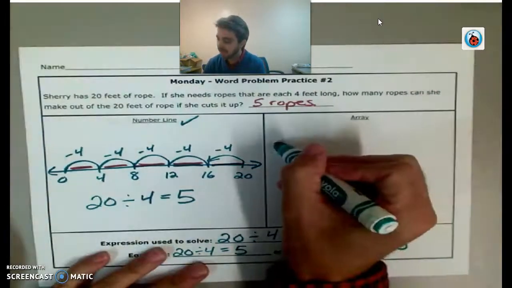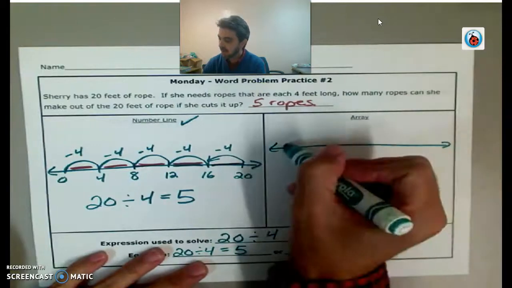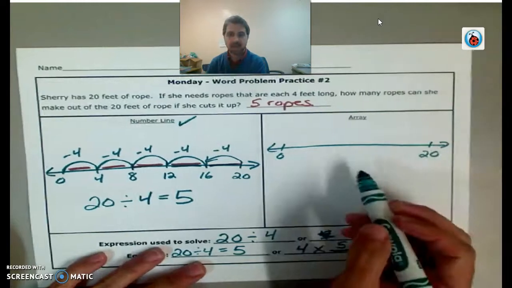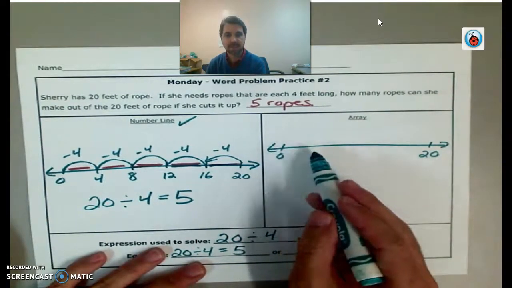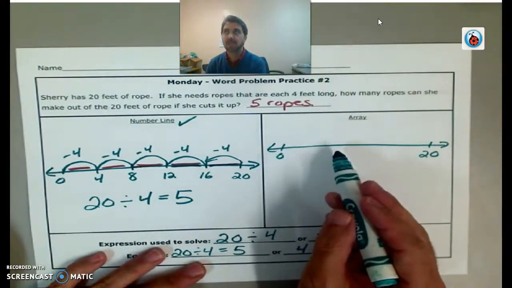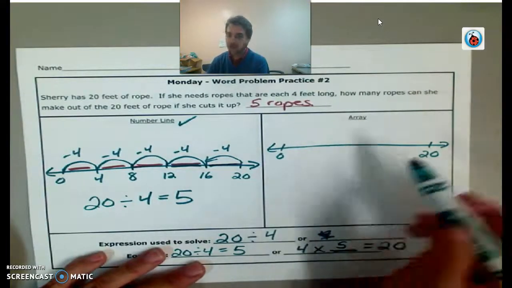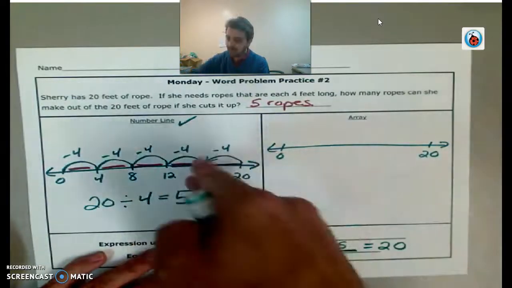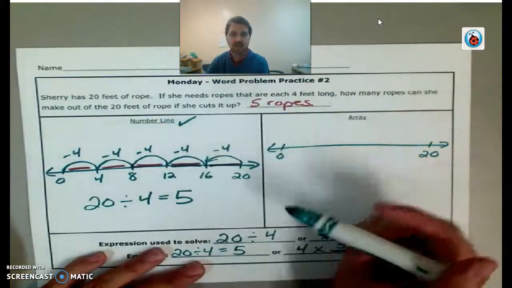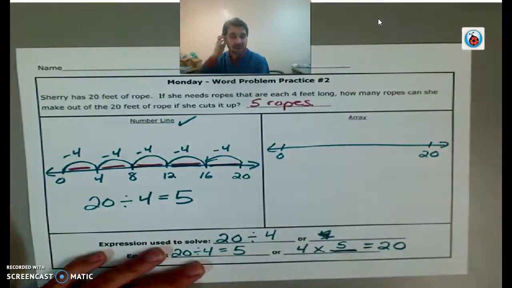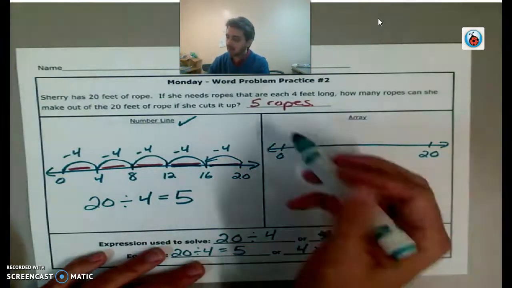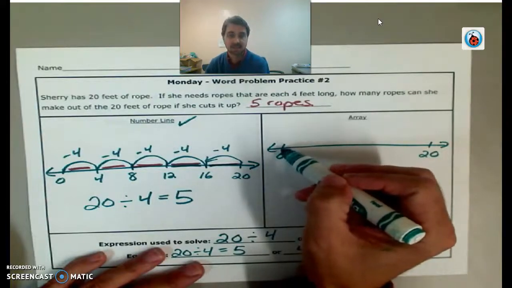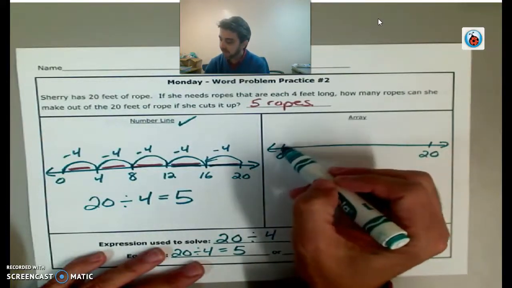Okay, so if I go back to that number line, we knew that it was 20 feet long, and I knew that each piece of rope was 4 feet. So over here we did repeated subtraction, cutting off 4 feet until we got to the end. But we didn't know how many that was going to be, right? So another way to think about it is you could have started at this end of the rope and cut off 4 feet, right?